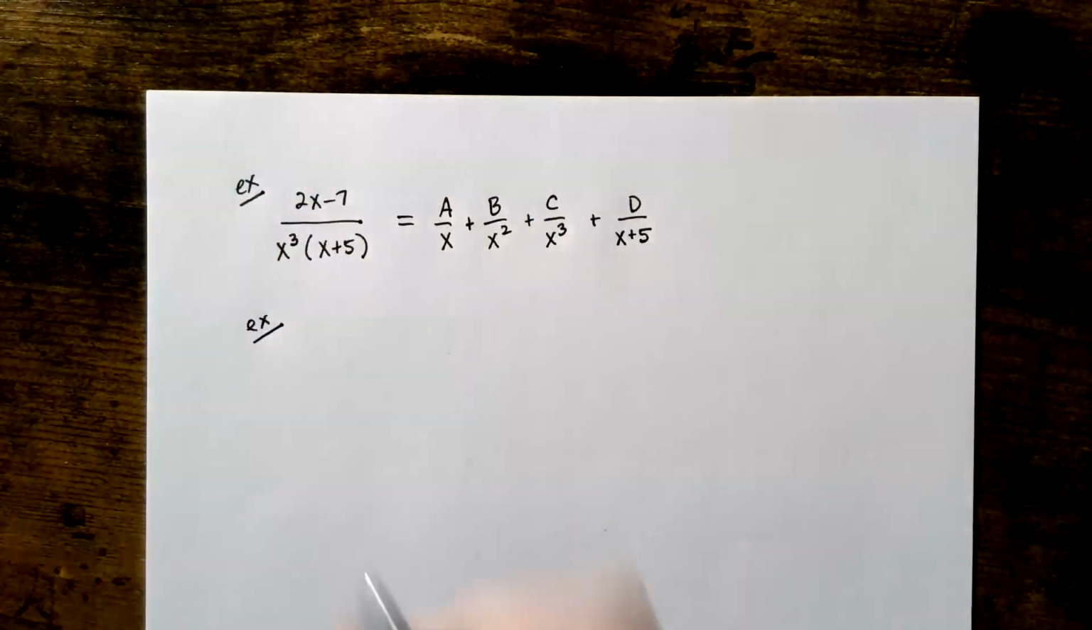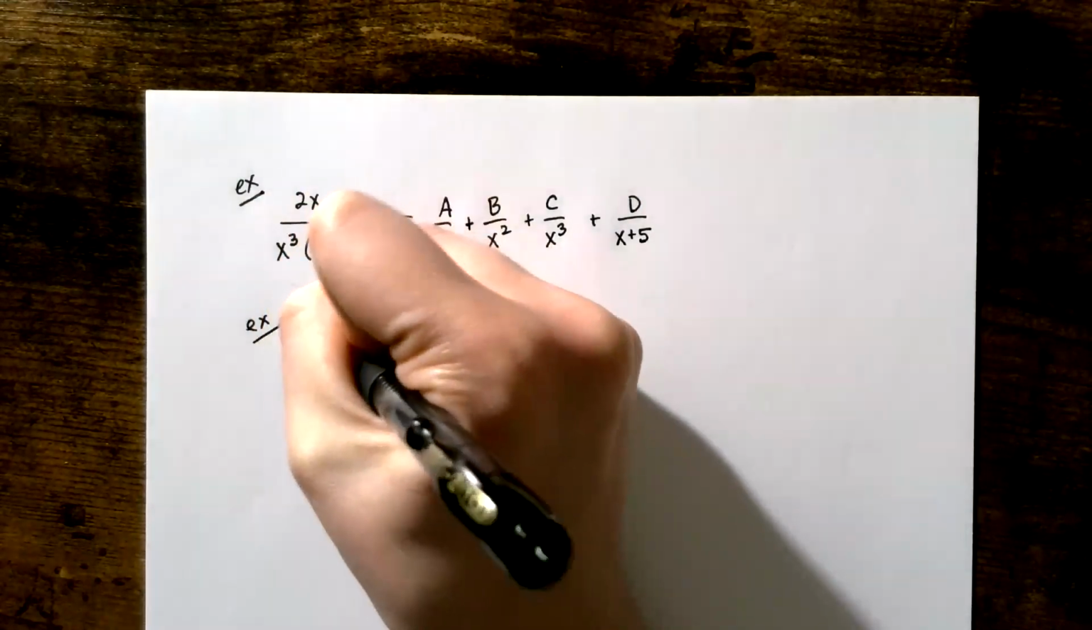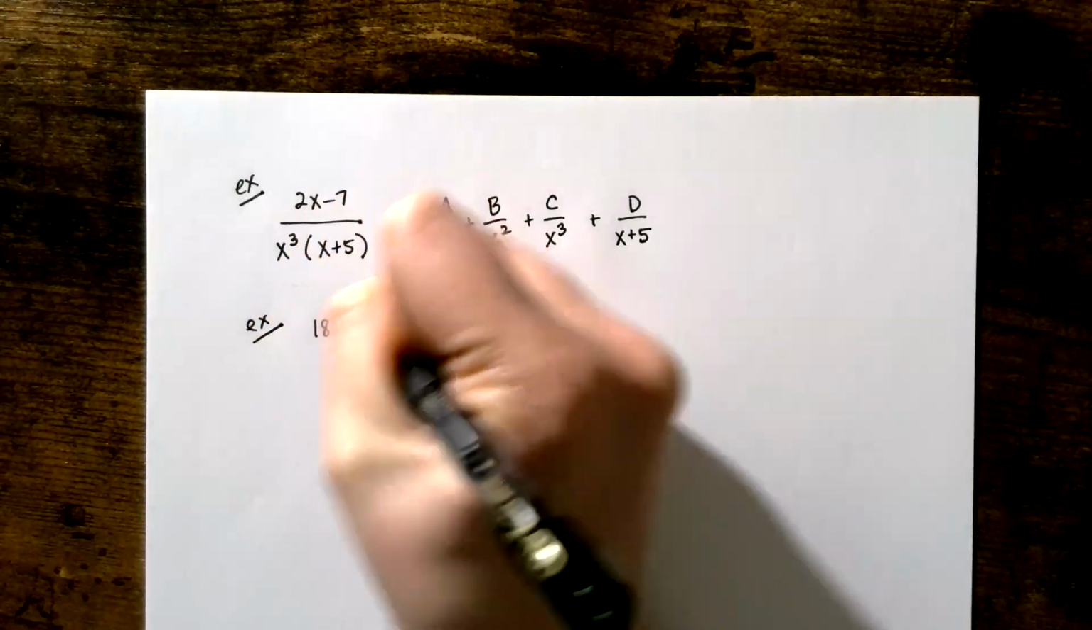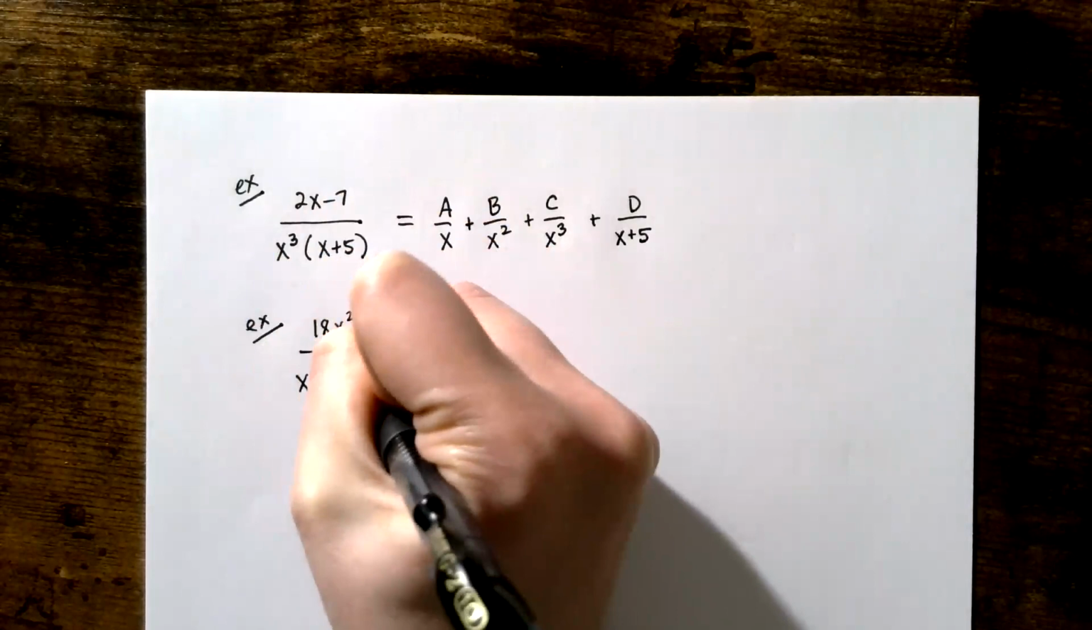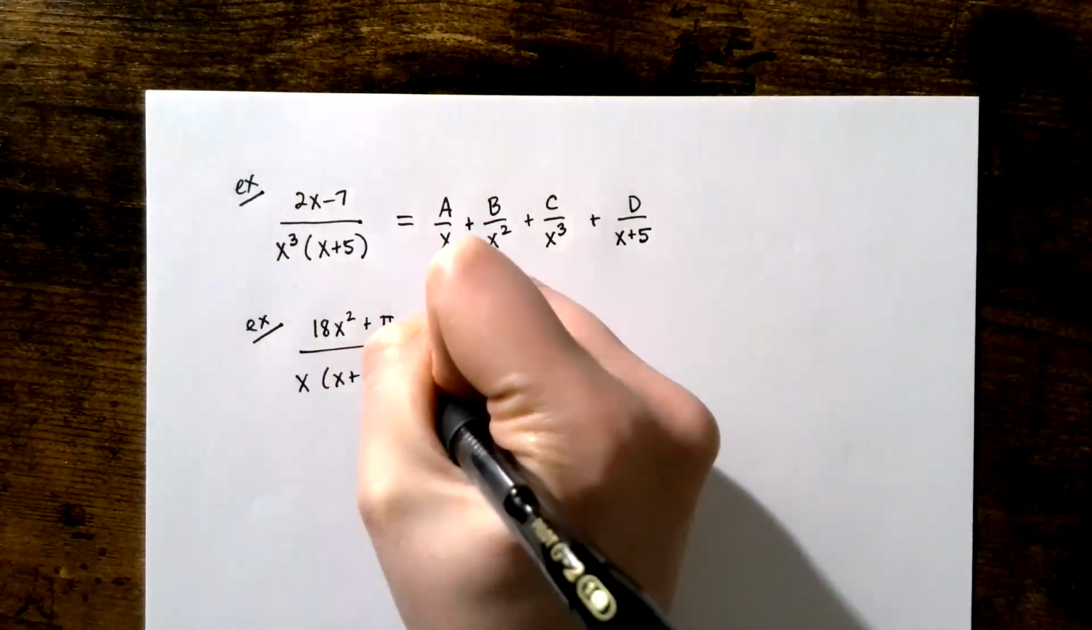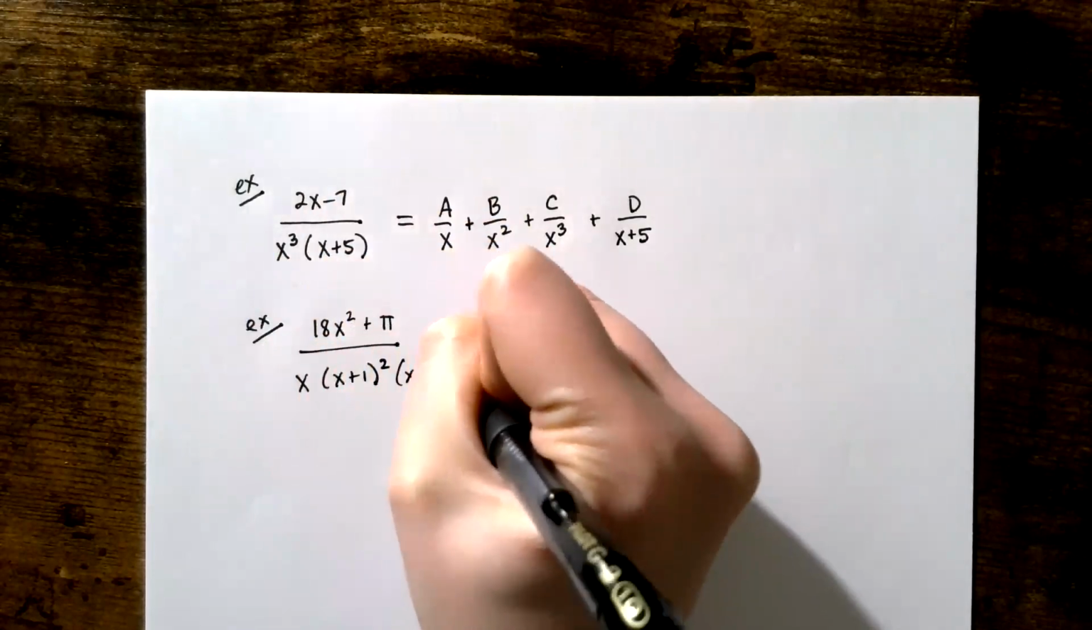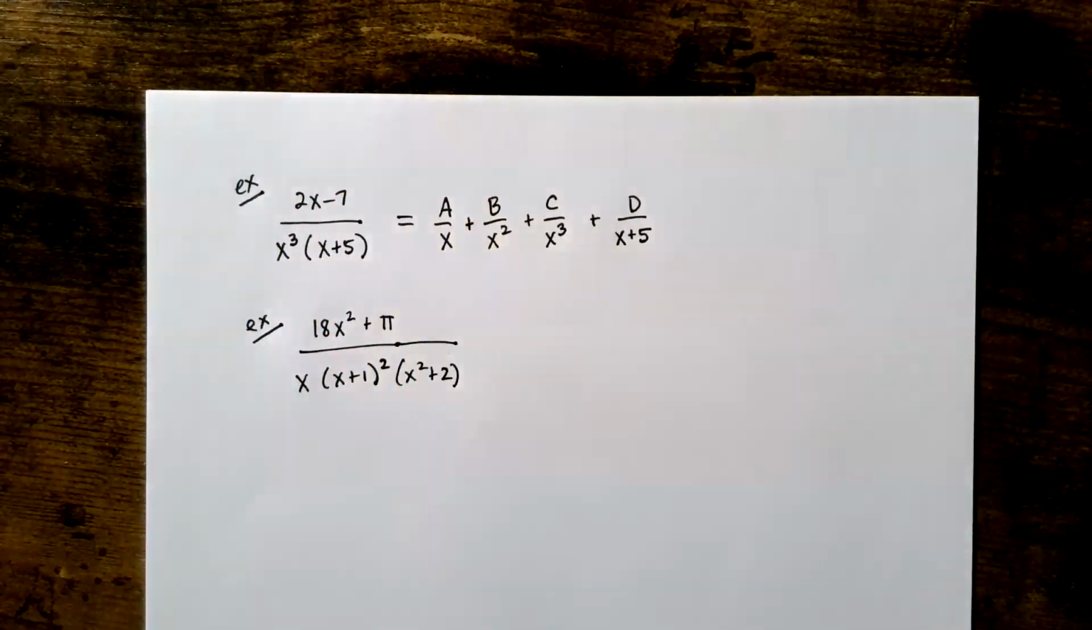Let's try another. I'll write this one down, 18x squared plus pi. And then the factored form, let's say, is x times (x plus 1) squared times (x squared plus 2). Pause the video and try the partial fractions breakdown of this, and I'll keep talking through the answer.